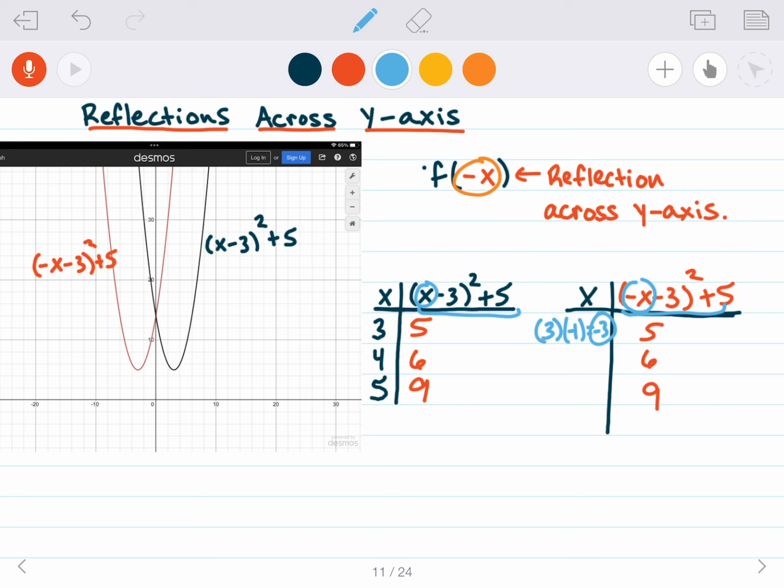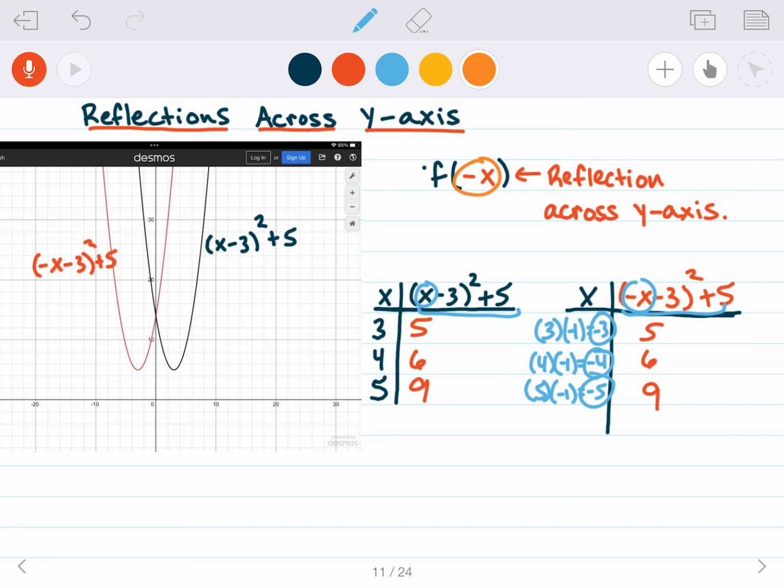And then I have old input times -1. So my new input is -4. Old input 5 times -1. New input is -5. All right. And we can see this on the picture.